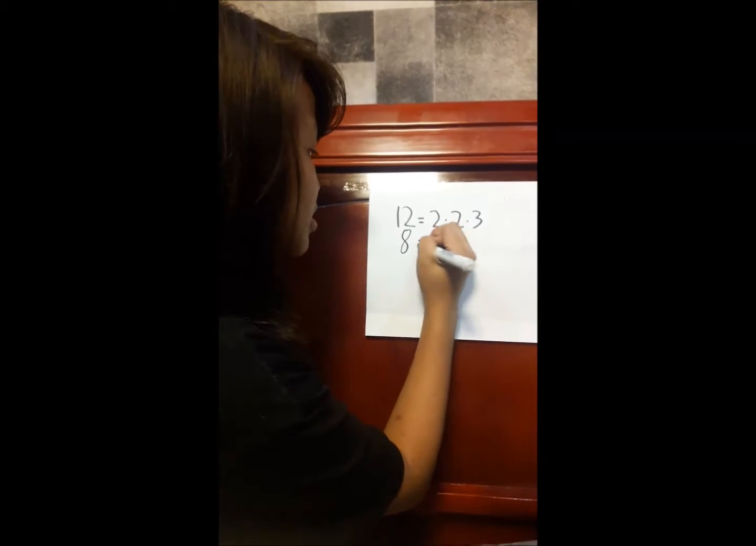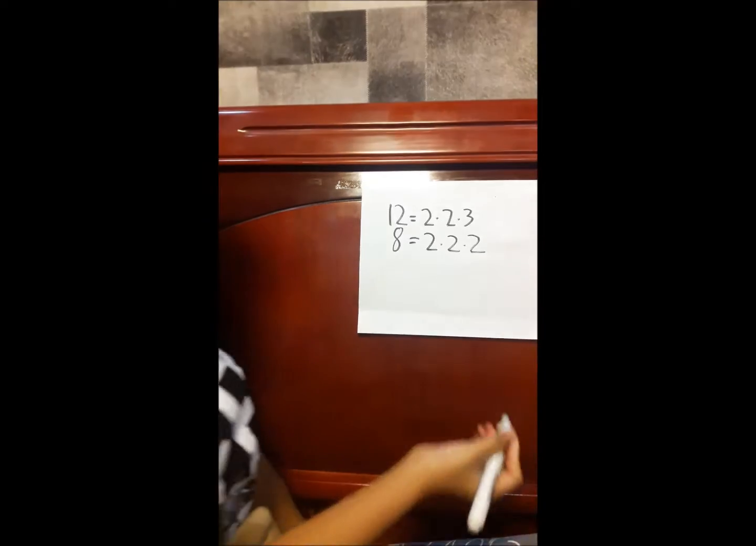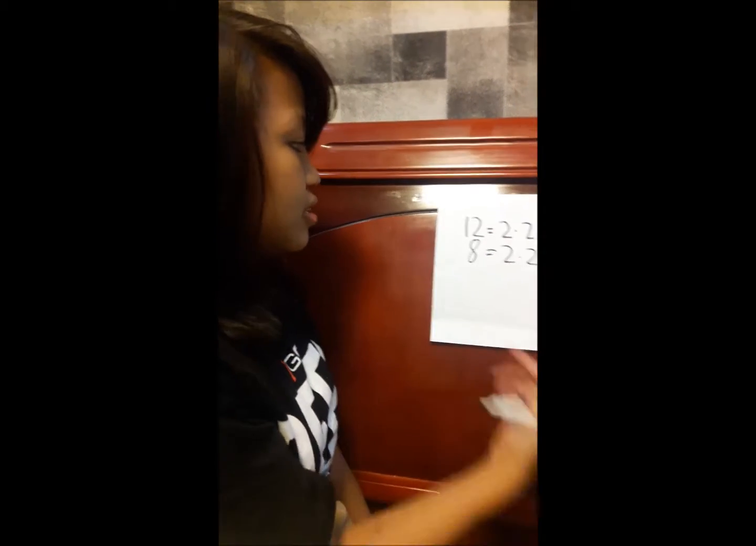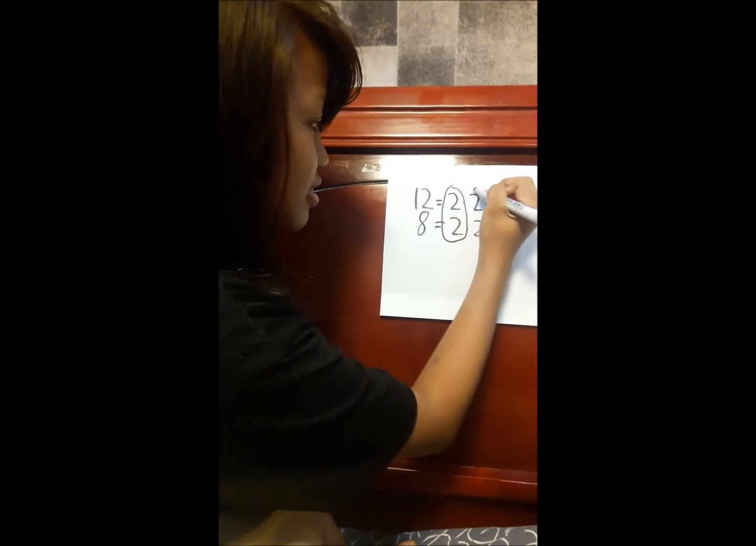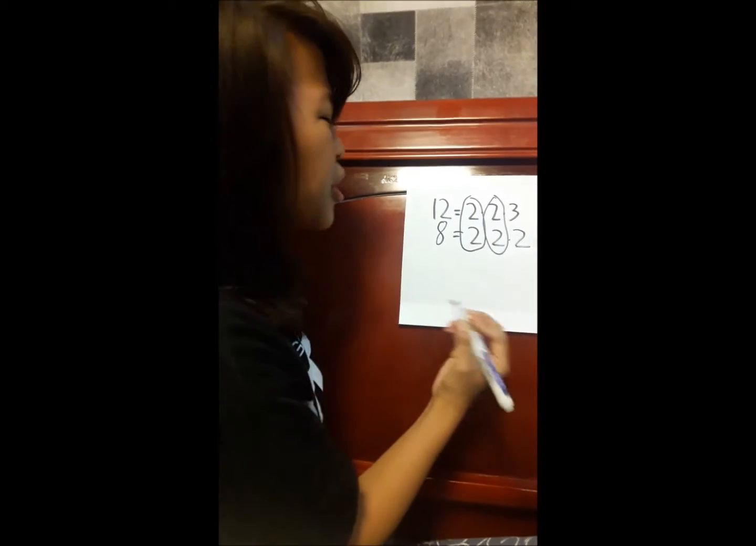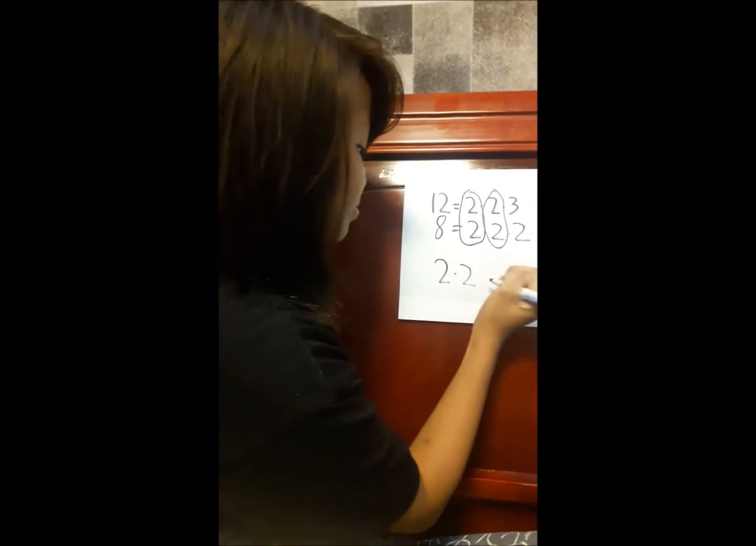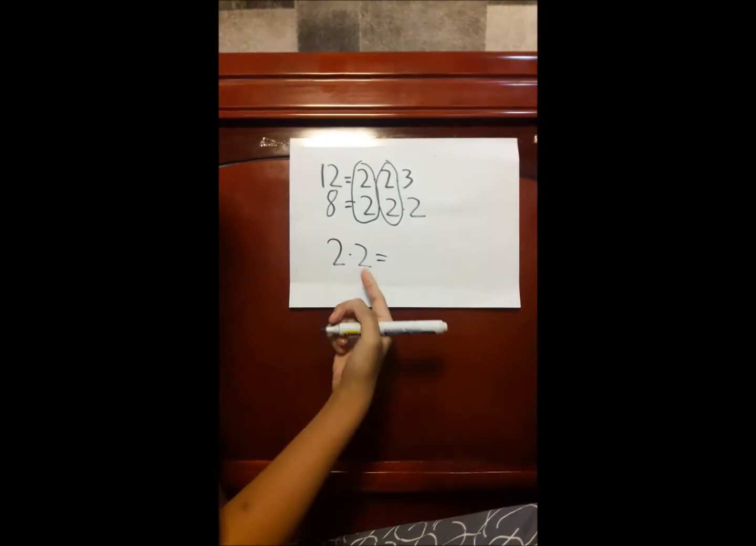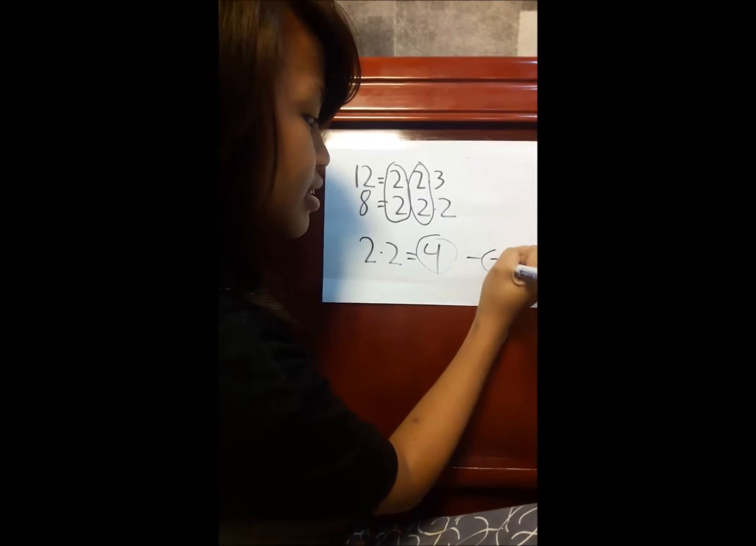8. So, 2 is 2. As you can see, there are a lot of 2's here, so we're going to encircle them. Now, we're going to multiply. So, 2 times 2 equals 4. And that's your GCF.